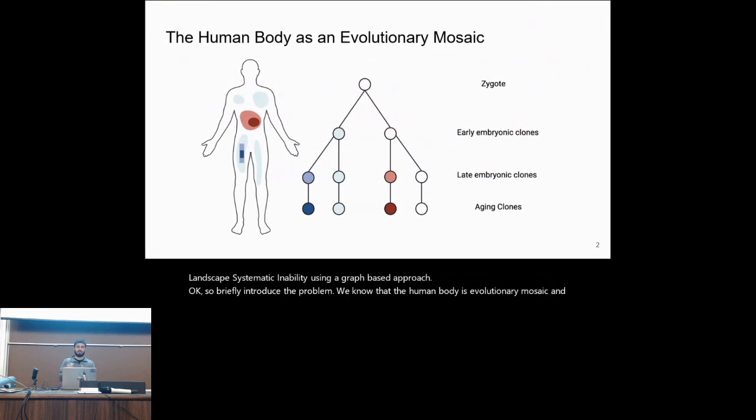And what that means is when cells are dividing throughout your lifespan, they're undergoing an evolutionary process, just like any other evolutionary process on Earth. And what this does is it creates clones of different kinds of cells, which ends up creating this sort of mosaic, or you could conceptually think of it as a mosaic of the human body, which I pictured on the left there.